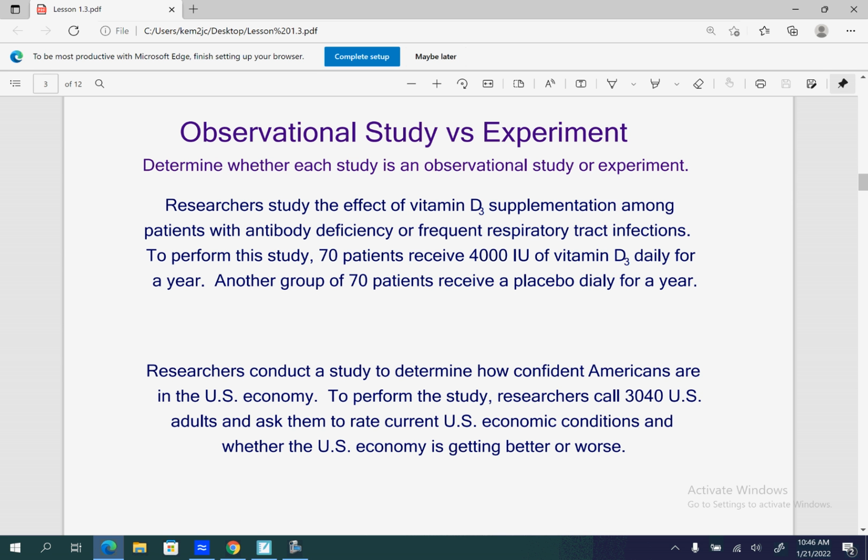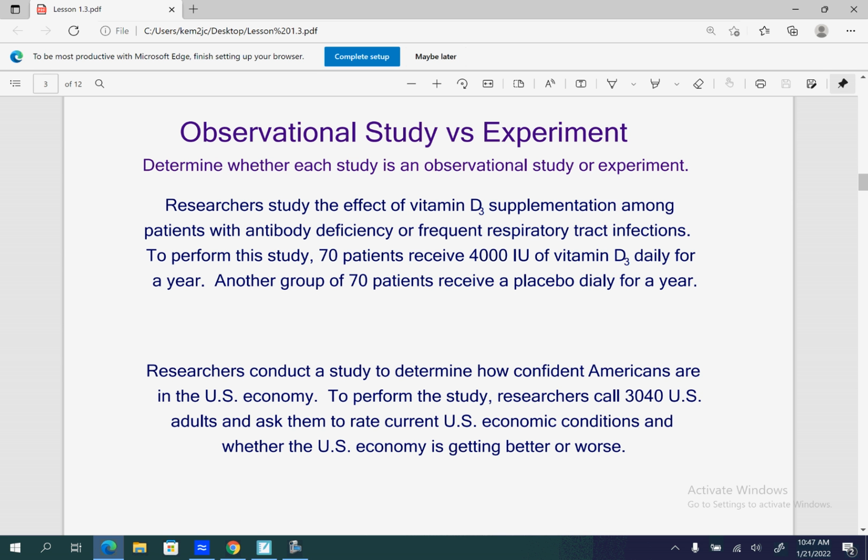Observational study versus experiment. So the first one: researchers study the effect of vitamin D3 supplementation on patients with an antibody deficiency or frequent respiratory tract infections. To perform this study, 70 patients received 4,000 units of vitamin D for a year. Another group of 70 patients received a placebo daily for a year. Is that an experiment or an observational study? Okay, so that's an experiment. So we're dividing into groups. We have a treatment group, we have a control group, and the researcher is affecting the outcome of the research.